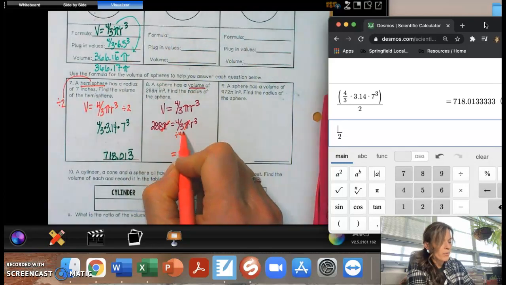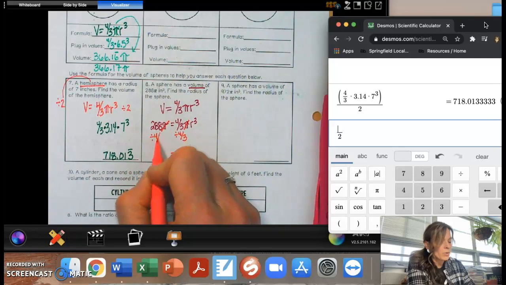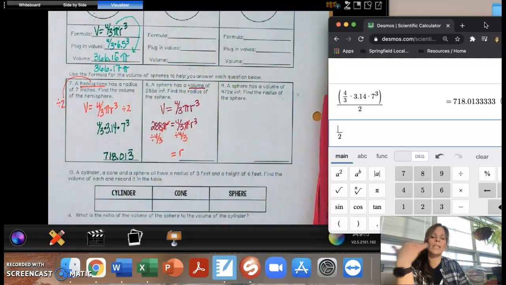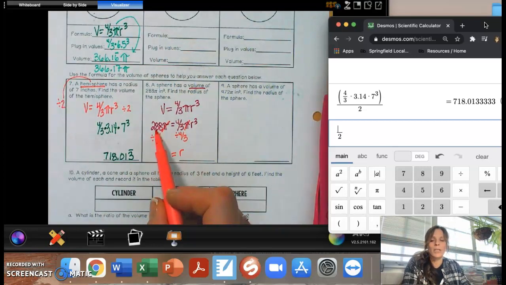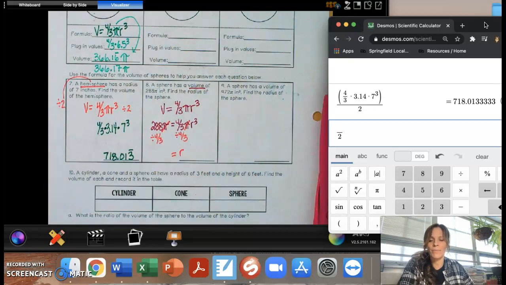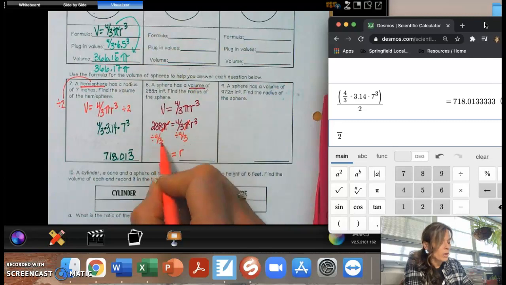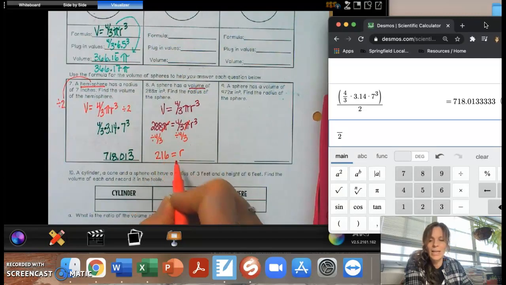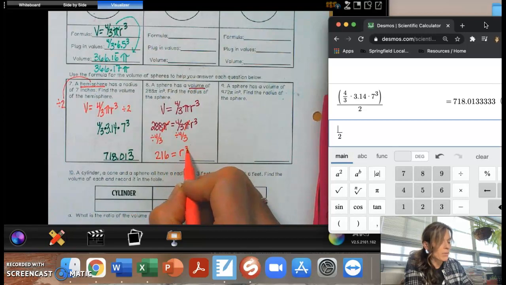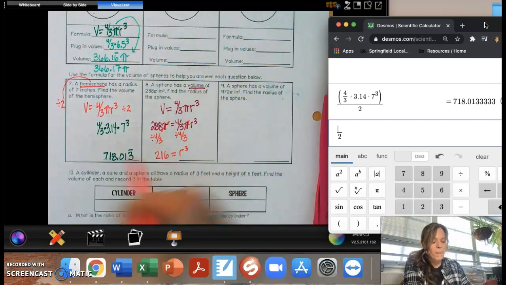So I'm going to divide by 4/3, the inverse of multiplying. And that's why on the quiz, when you were given the volume, I told you instead of multiplying, you got to do the inverse. You have the answer, so you don't need to multiply to get it. You got to divide to find it. So 288 divided by 4/3 is really 216. But I'm not done. That's not my radius. That's my radius cubed. So once I've divided, I'm stuck here.